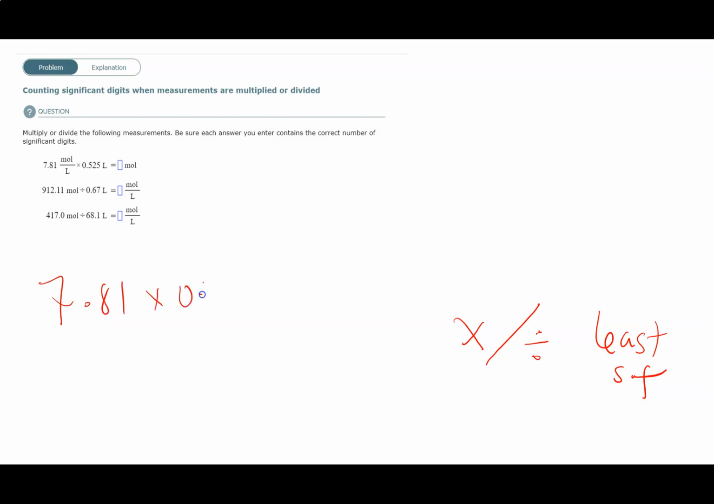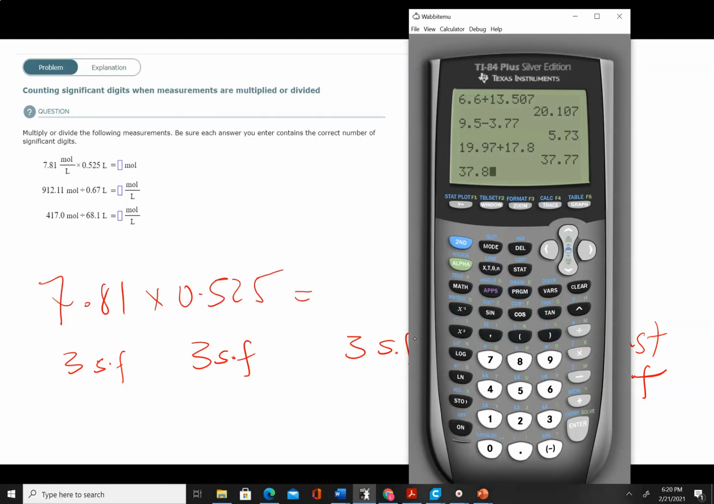Okay, so in the first case there, 7.81 times 0.525, both of those numbers have 3 sig figs, because remember that the leading zeros don't count. So there isn't one with the least sig figs, so our answer is going to be cut off to 3 sig figs. So 7.81 times 0.525. There we go. So to 3 sig figs, this is going to be 4.1.